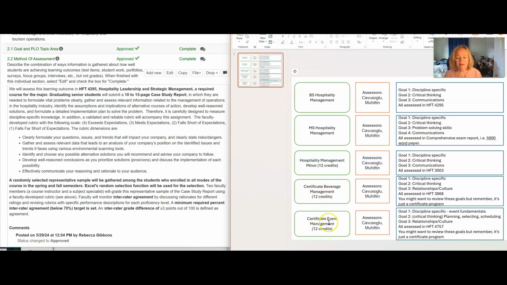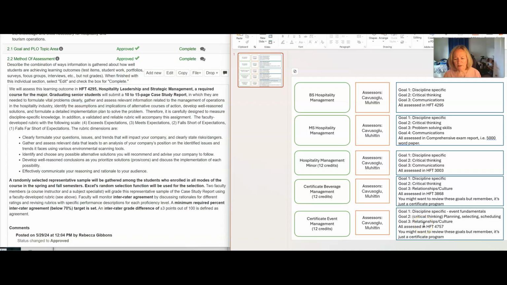Now on the certificates, not that nobody's interested in them, they still have to be complete and cover all the bases and use the right forms and everything. But they're not as important as the BS and MS, as the actual degree programs. And their reports are pretty much the same. Discipline-specific stuff, critical thinking, communications. The only one, the beverage management, they don't have communications, but they've got relationships and culture down here. It's kind of an interesting goal.